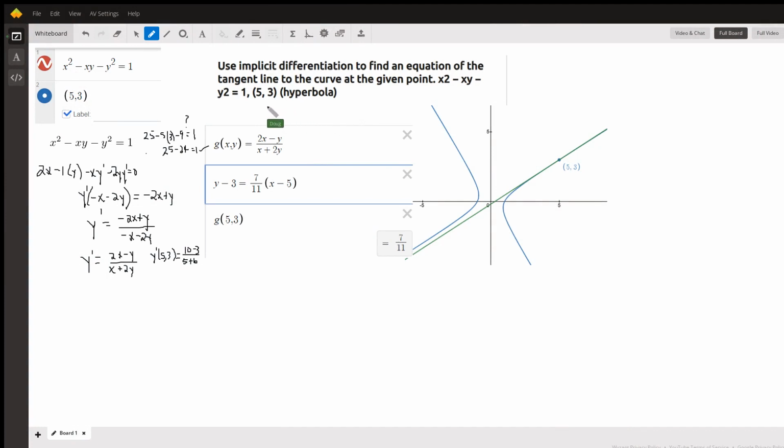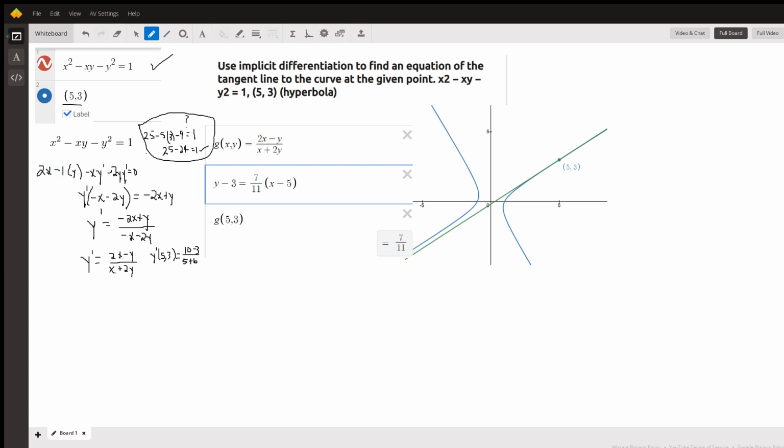Okay, you're given this equation of an implicitly defined relation, which does in fact happen to be a hyperbola. Here's the graph in blue, and you're asked to find the equation of the tangent line at the point where x is 5 and y is 3. Here I've confirmed that the point (5, 3) actually does lie on the graph. And we're going to find the equation.